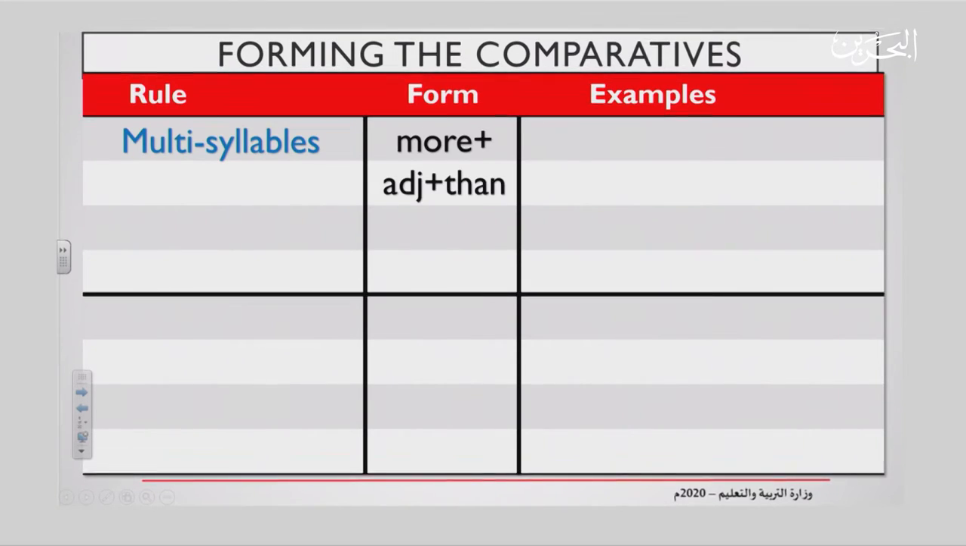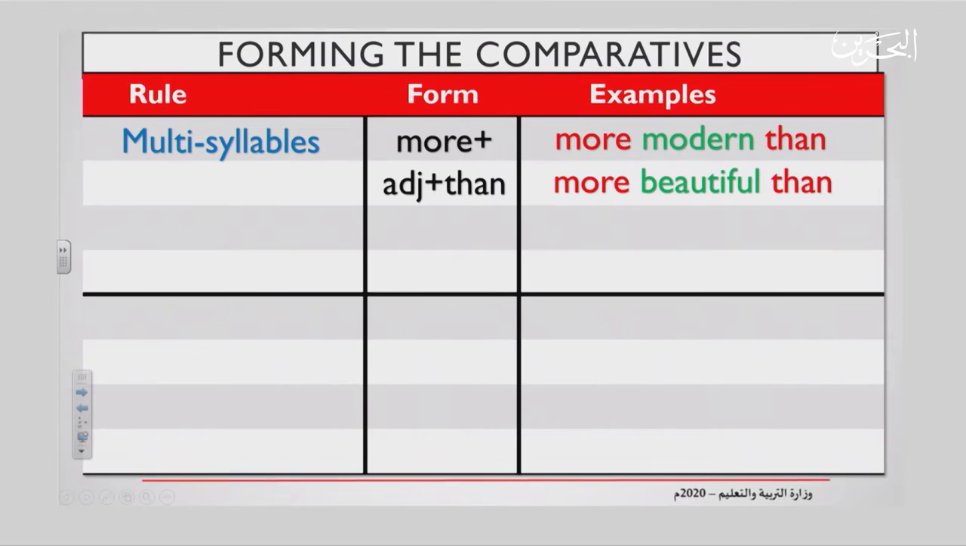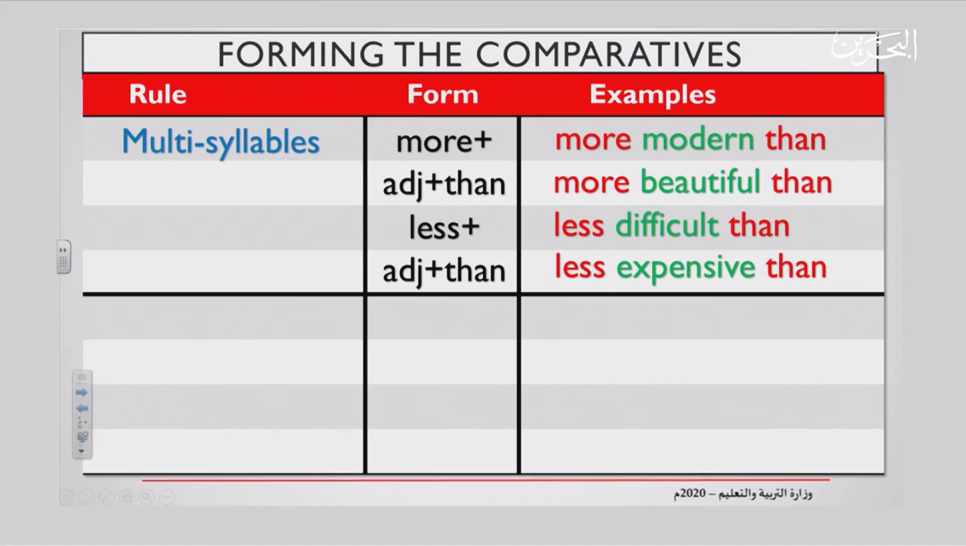Multi-syllables. You write more, adjective, than. Let's take a look. You have more modern than. Modern is a multi-syllable; it is, in fact, a two-syllable adjective. More modern than. You have more beautiful than. Beautiful is a three-syllable adjective. Sometimes we write more, sometimes we write less. It depends on the meaning. Less, adjective, than. Less difficult than. Less expensive than. The multi-syllable adjectives are often very long and longer than the one-syllable adjectives.